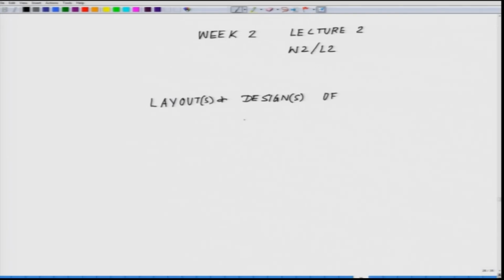Okay. So we are into week 2, lecture 2. So, W2, L2, and what we are dealing with today is layouts and designs of cell culture facility. Okay.